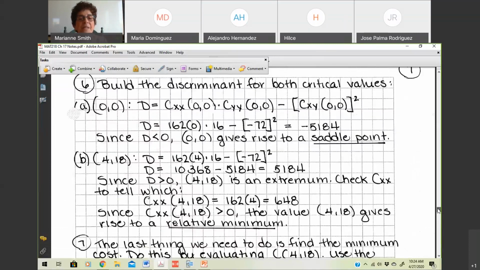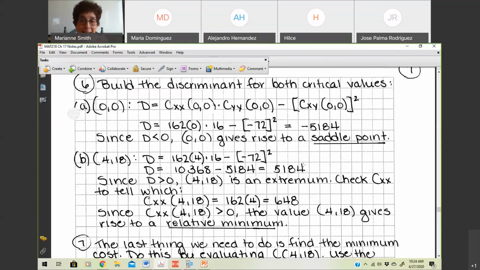Okay, so look at B down here. I'm plugging in the 4 because my second derivative with respect to X was 162X. None of the other second derivatives have any place to plug in any of the values. They're just constants. So here I have 162 times 4. Here's the F_YY, and here's the mixed partial again. So this gives me 10,368 minus 5184, which is 5184. Yay, my D value is a positive number.